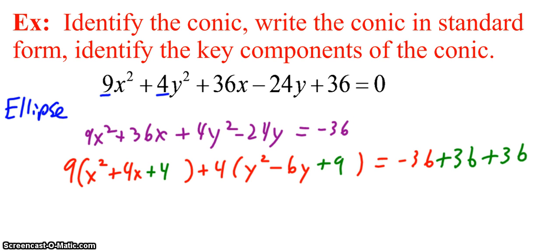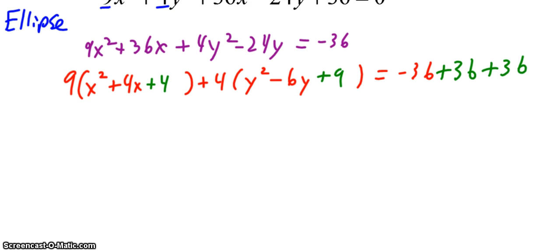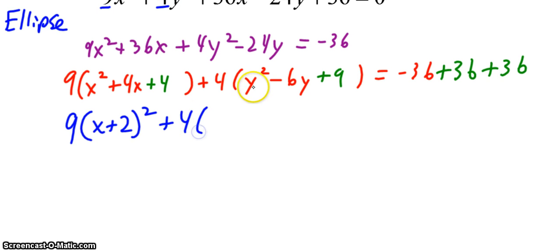Now, I have 9 times x. This is a plus, half the middle term, squared, plus 4 times y. This is a minus, half the middle term, squared, equals negative 36 plus 36 plus 36 is 36. Okay, so at this point it kind of looks almost like a circle equation.